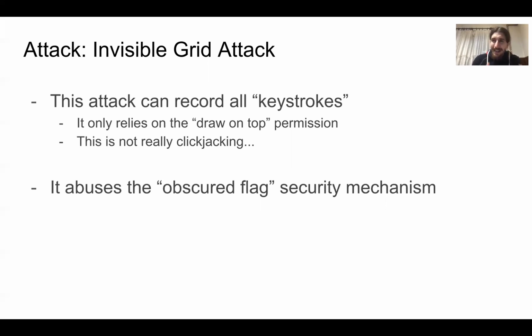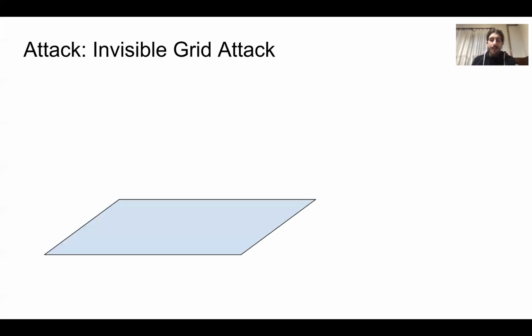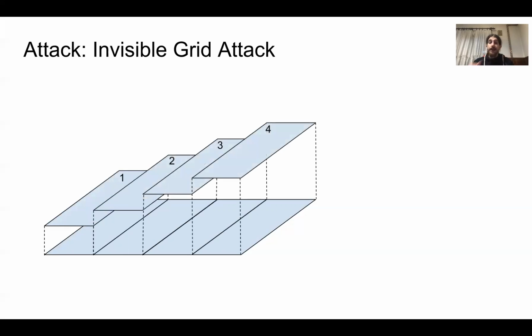It's not technically clickjacking, and the beautiful part about this attack is that it works by abusing the obscured flag security mechanism. Okay, so how does the attack work? Let's say this is a picture of the phone laid down. The attacker would do the following. It would basically draw a number of overlays. For simplicity, here I show 4, but you would draw an overlay on top of each key on your keyboard or wherever you want to steal user activity. In this case, again, 4.